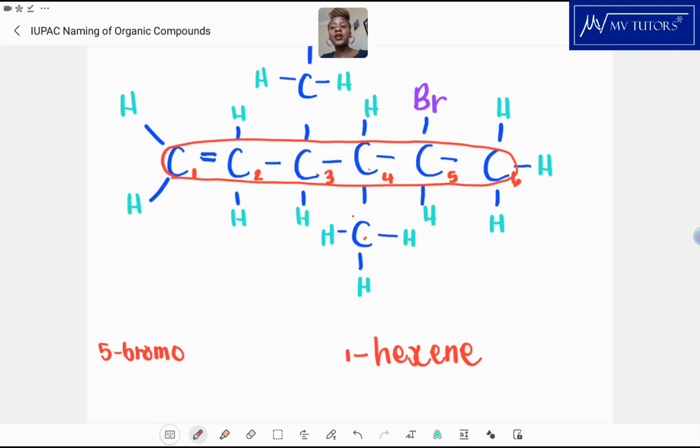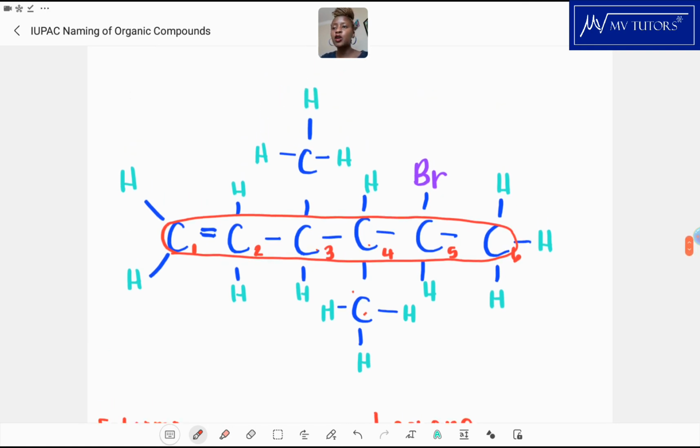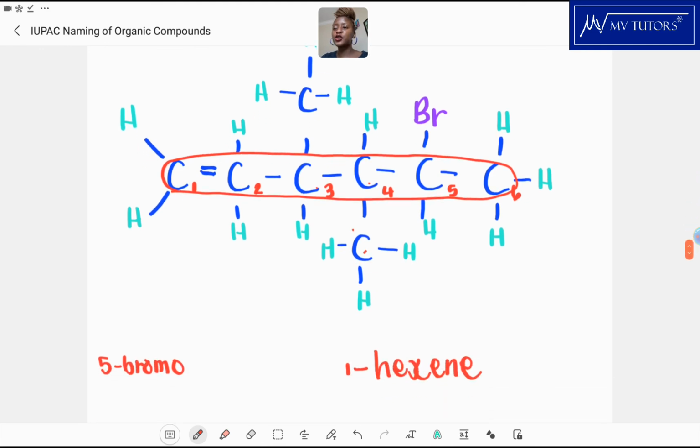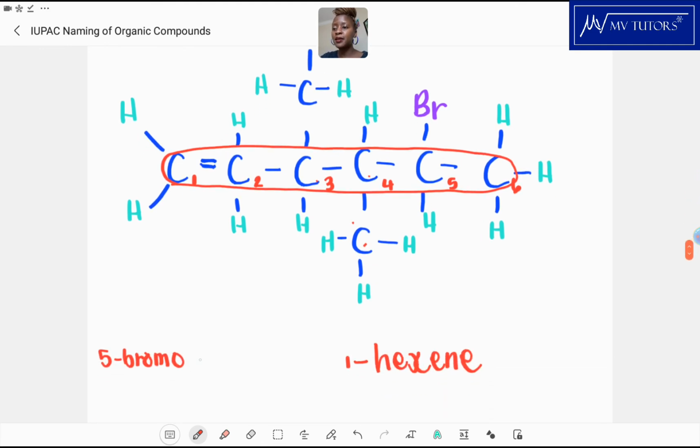Then we're gonna look at our branches. We have a methyl group there, we have another methyl group there, so it will be 3,4, because on the 3rd carbon and on the 4th carbon, di, because there are 2 methyl groups, so dimethyl 1 hexene. Okay, that was hectic.